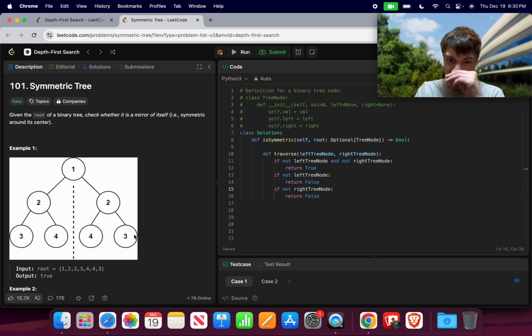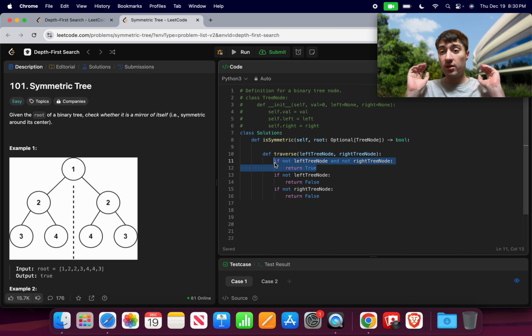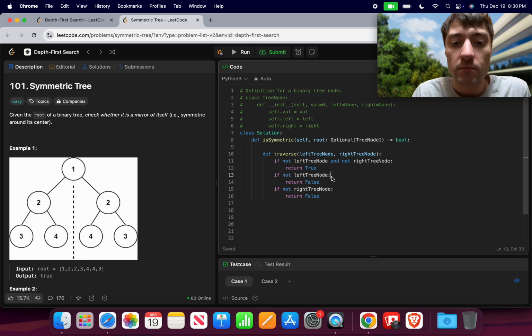So that's why I said here, if the left tree node doesn't exist, or the right tree node doesn't exist, then I return that it's false, because that's after checking if both don't exist. If both don't exist, then I'm okay. Then I'm cool. If this one doesn't exist or this one doesn't exist, then there's a problem, because it means that the other one does exist.